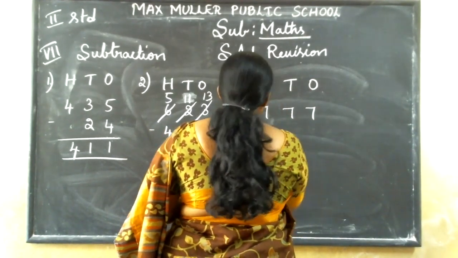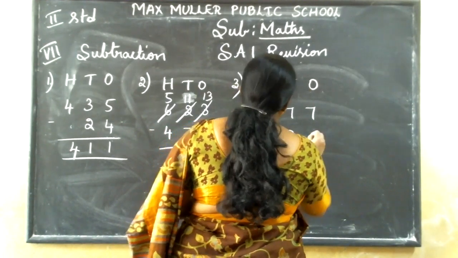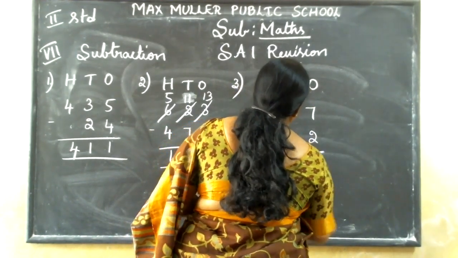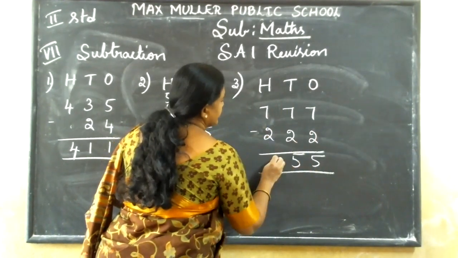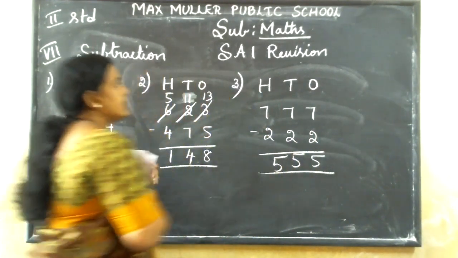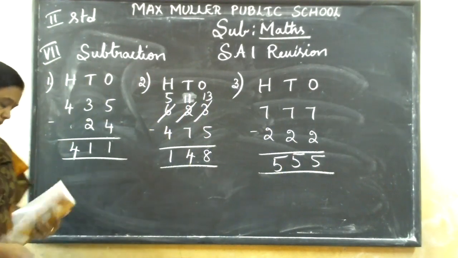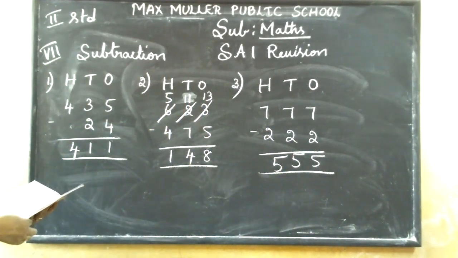Third one, 777 minus 222. 7 minus 2, 5. 7 minus 2, 5. 7 minus 2, 5. Subtraction 3 sums are given, children. You want to practice.